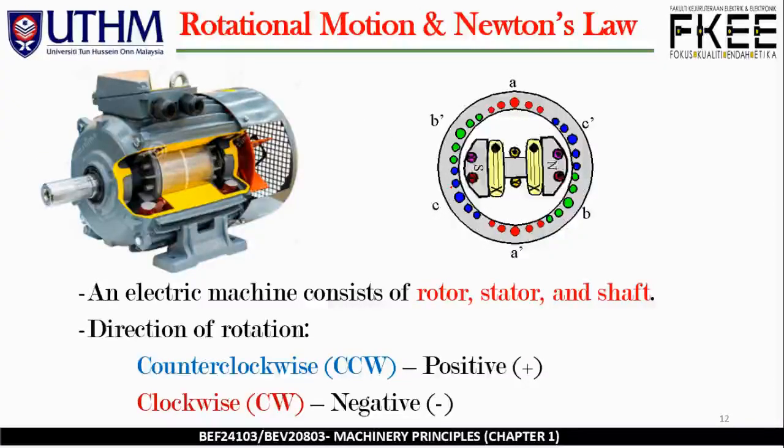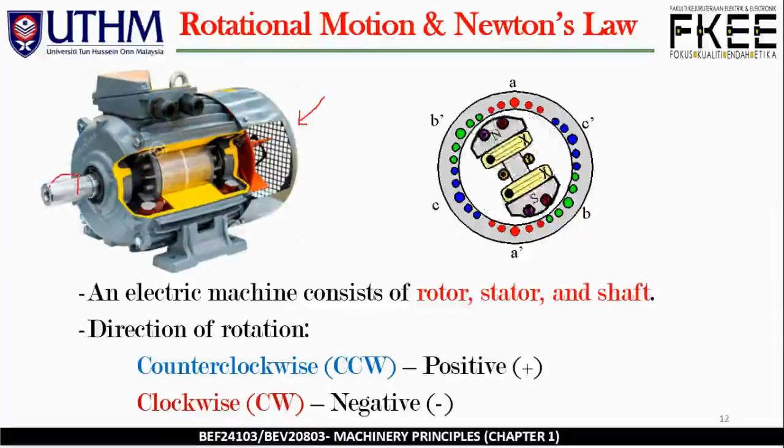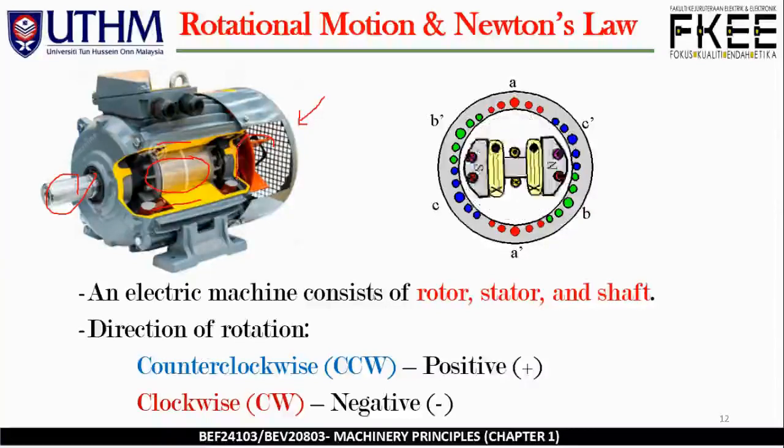So, rotational motion and Newton's law. Just imagine this is our example of a machine. Let's say this is an induction motor. This is the construction inside the unit, and then we have the shaft over here. We have the stator part, the middle one, which is the rotor part, and we do have the blade as the fan.